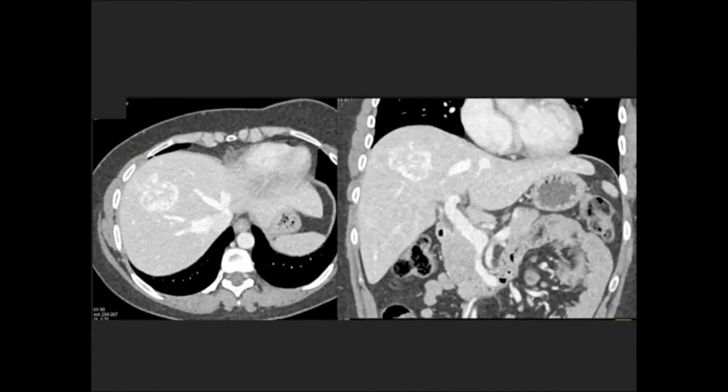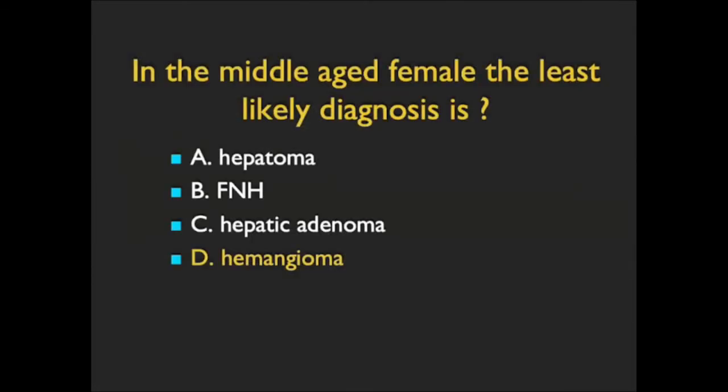This is not a hemangioma. Hemangiomas have peripheral enhancement with peripheral to central fill-in. So the one thing this is not is hemangioma. And oh yes, by the way, this ended up being a hepatic adenoma.